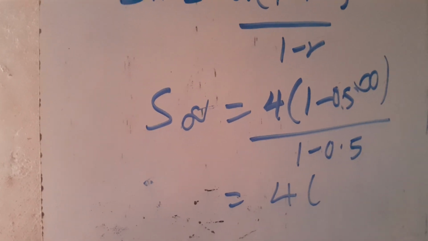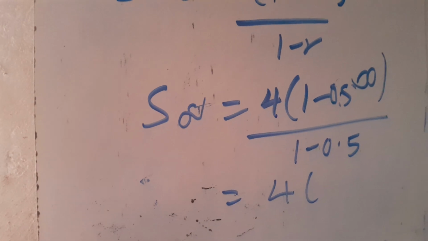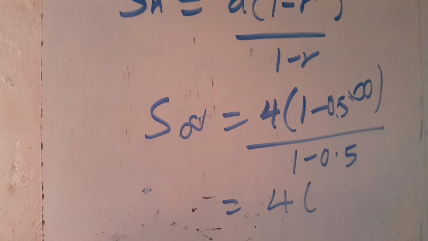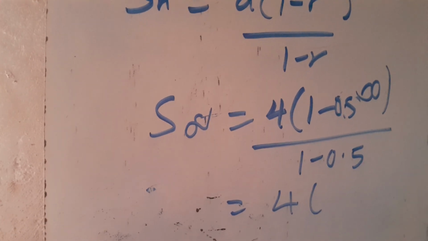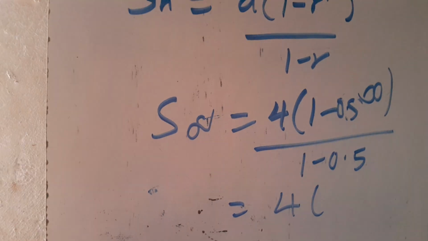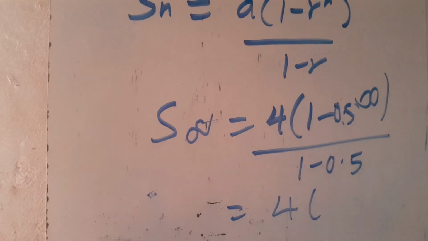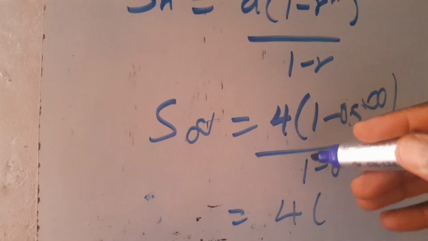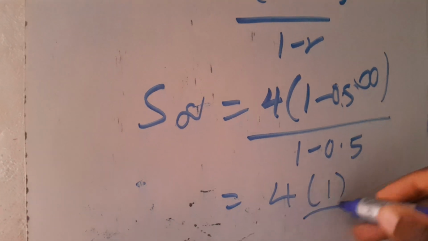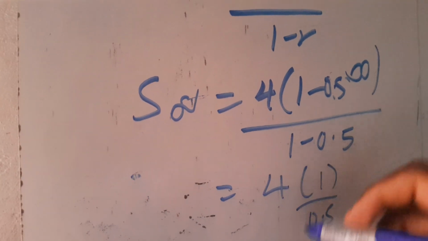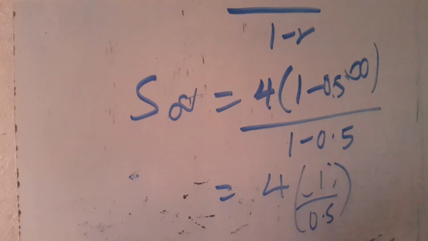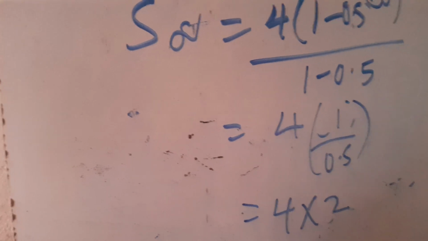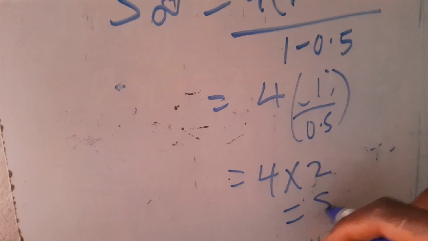If you raise 0.5 to infinity, basically any number less than 1, you raise it to infinity, you will definitely find 0. Any number less than 1 and greater than 0, you raise it to infinity, your answer is automatically 0. Now 1 minus 0 is basically 1, and then you have 0.5. We'll have 4 times 1 over 0.5. That will give you 4 times 2. 1 over 0.5 is 2, and your answer is 8.